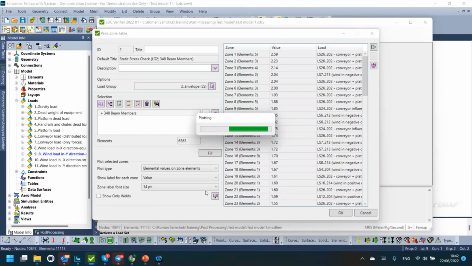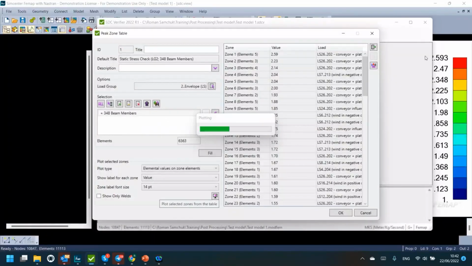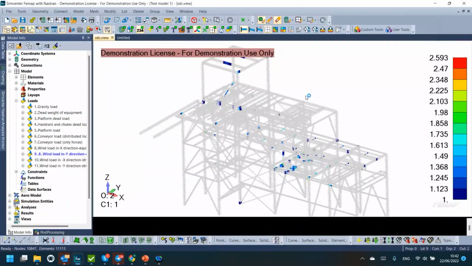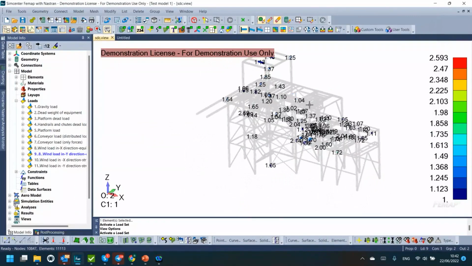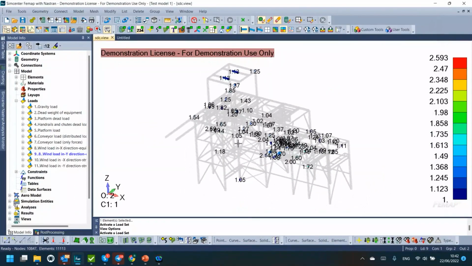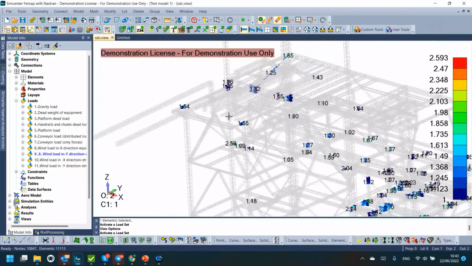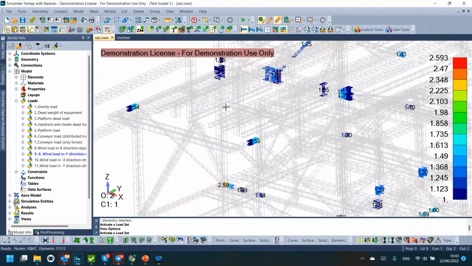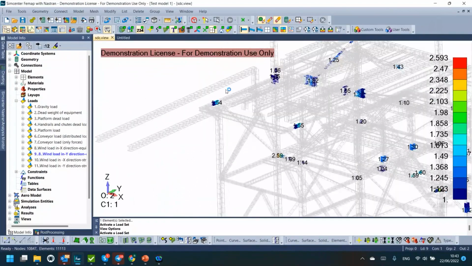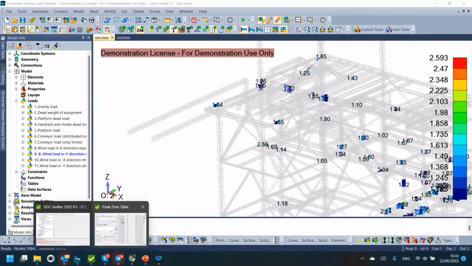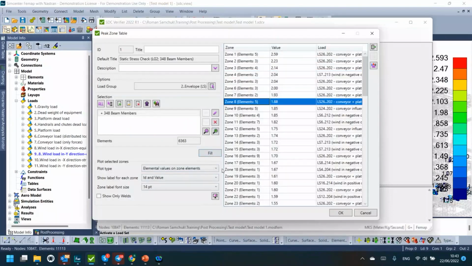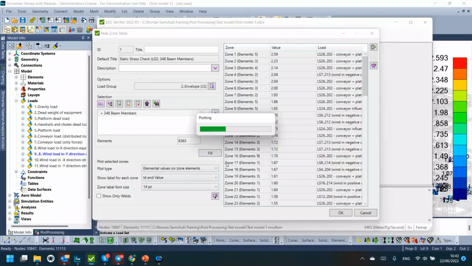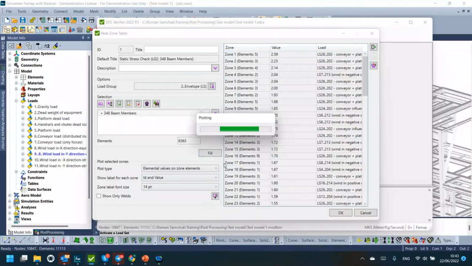Sorry, I noticed that I selected simply value. We'll let it be anyway. Okay, so on this picture, you see all the zones highlighted with a higher criteria than we prescribed. And we see on top of each zone the highest magnitude. What we can also do is indicate that with numbers. So we can see the ID of each zone, which is shown in this table, and we can also see the value which causes this stress level.